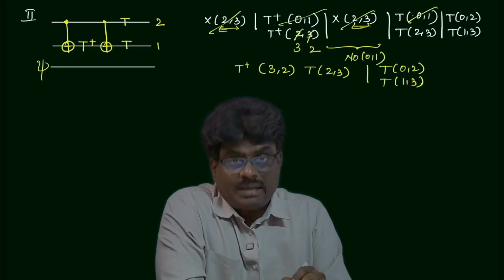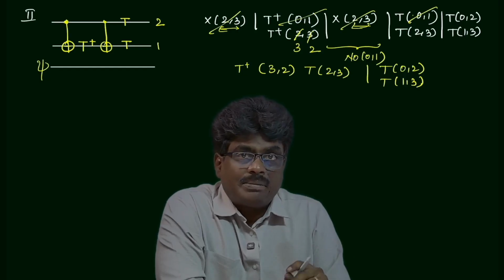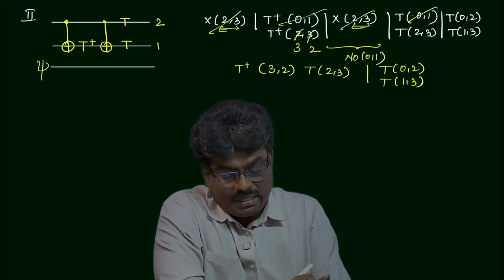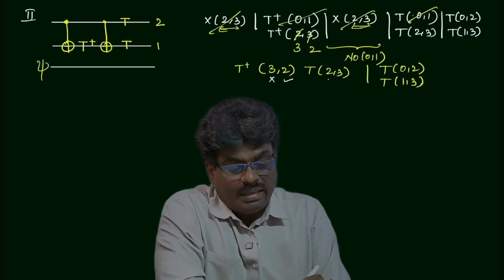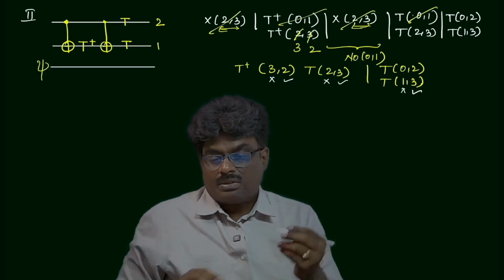Sir, if it is X, shall we cancel? Yes. X23 and X32 are both the same, but T dagger 32 and T23 are not the same. Because here 3 is off, no phase, and here 2 is on; and here 2 is off and 3 is on. That's the difference. Okay. So then how to do this?